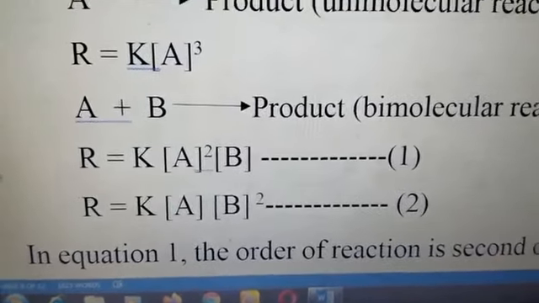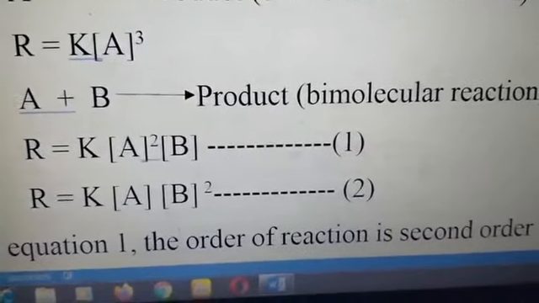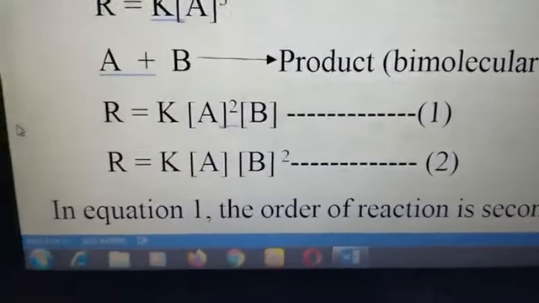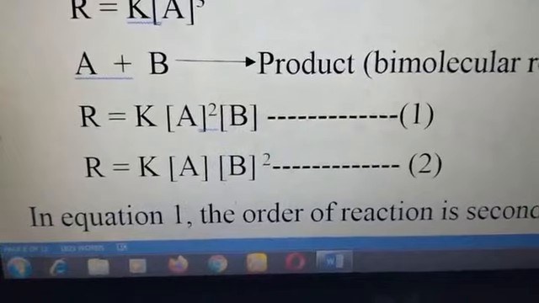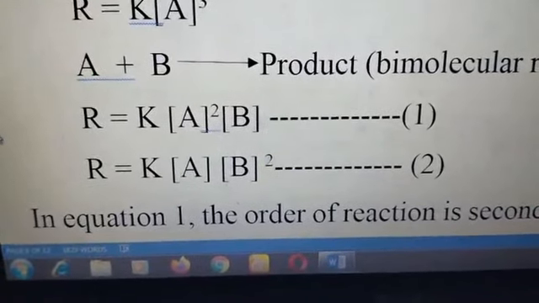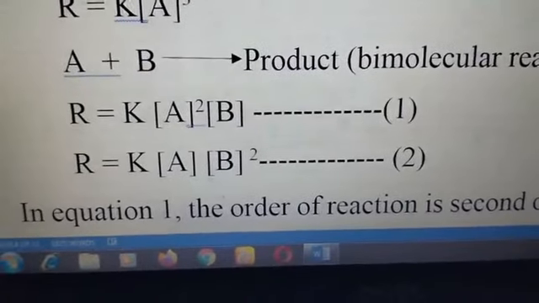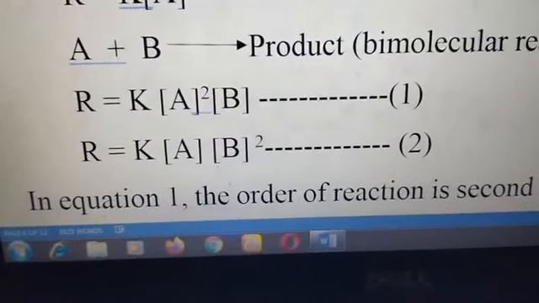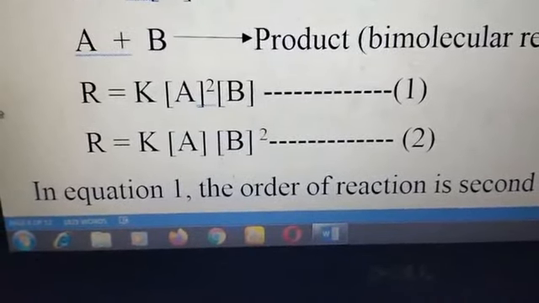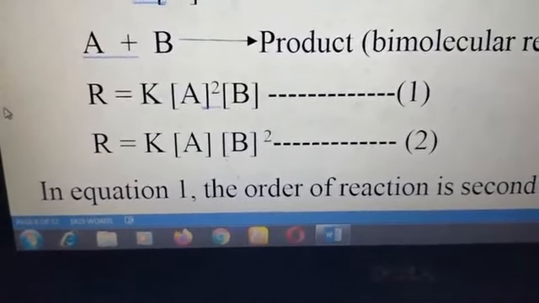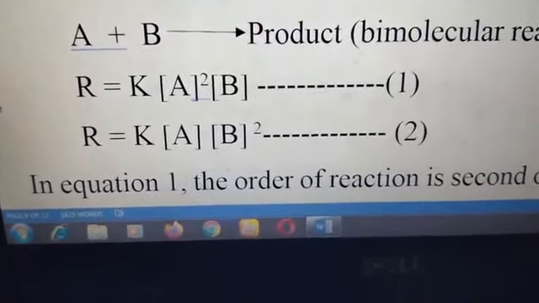So for the bimolecular reaction, A plus B giving us product, this is bimolecular because two reactant particles are involved: 1 mole of A and 1 mole of B, giving us 2 moles. Now for this to be a third order reaction, we look at equation 1, R equals K, concentration of A raised to power 2, and concentration of B raised to power 1.